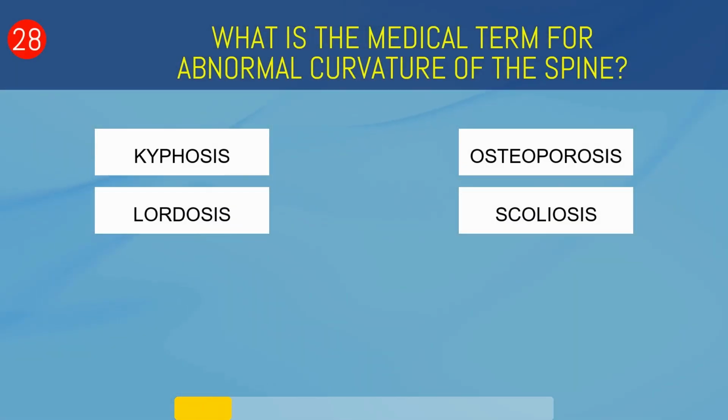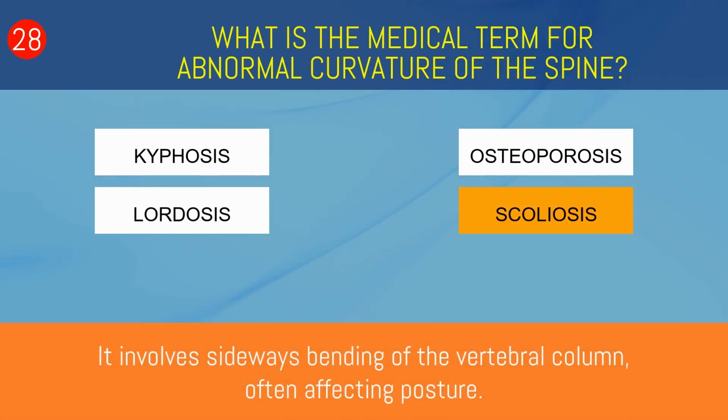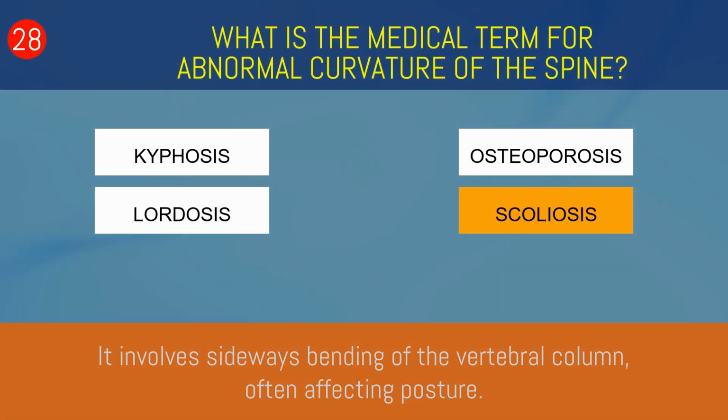What is the medical term for abnormal curvature of the spine? Kyphosis, lordosis, osteoporosis, or scoliosis? Scoliosis. It involves sideways bending of the vertebral column, often affecting posture.